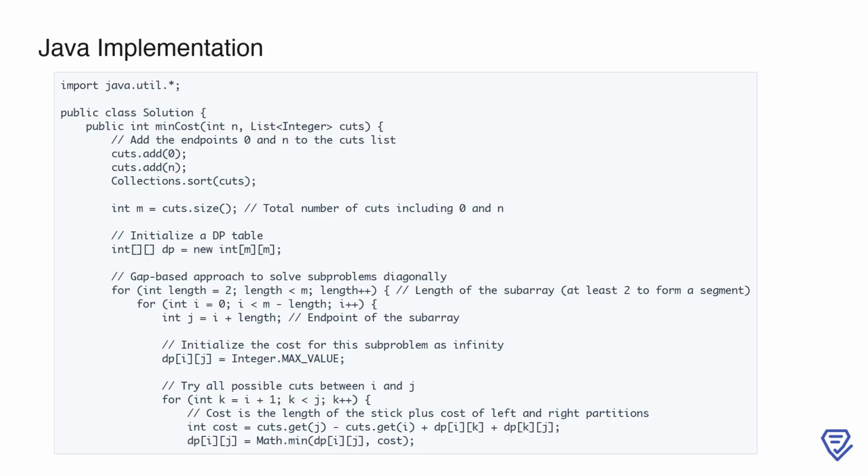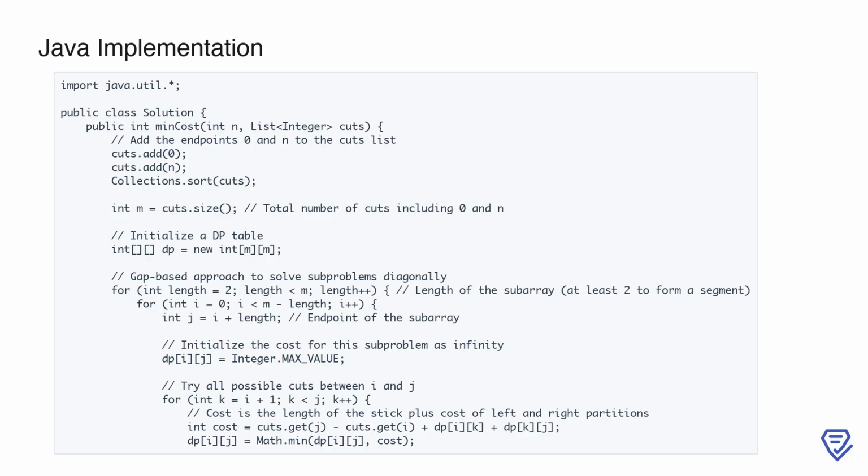We then initialize a 2D array dp, which will store the minimum costs for cutting various segments of the stick. Using a gap-based approach, we solve subproblems diagonally in the dp table. The outer loop iterates over segment lengths, starting from 2 because a valid segment must include at least 2 endpoints. The inner loop defines the start and end indices of the current segment, denoted as i and j.